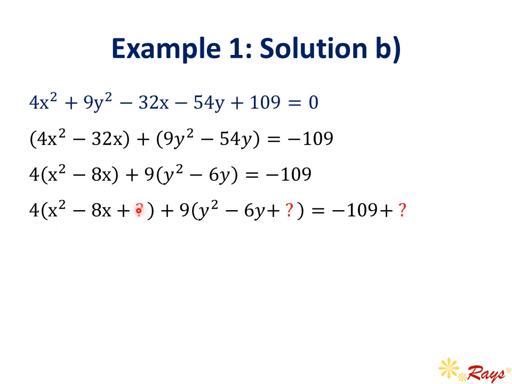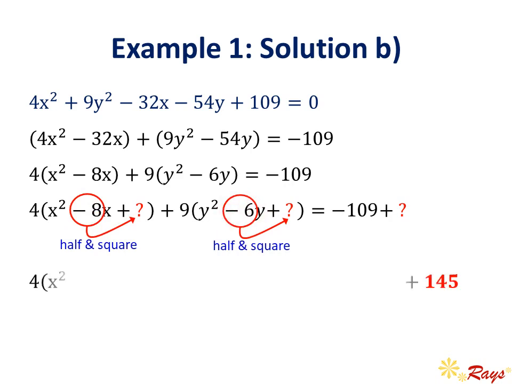So we need to find the value here to complete the square. Same goes to this one, and it is half and square. So half and square of -8 is 16. Half and square of -6 is 9. And this value here is just to balance all the values that we add up at this side.